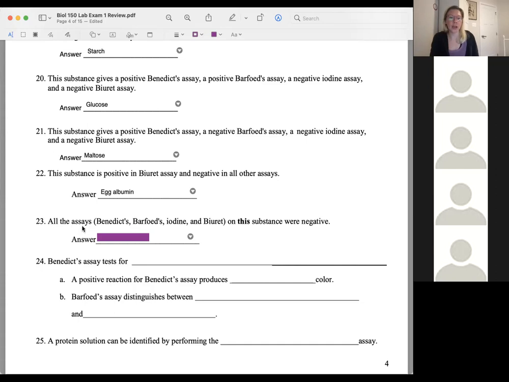And then what if all of the assays were negative? If we performed every single one of these assays in this lab and we got no positive result, what would that suggest? Sucrose. Yeah, it would probably be sucrose or some kind of non-reducing disaccharide, because we don't have a test to identify that specifically. So it's just a process of elimination. If it's not reacting with anything, then it's either plain water or a non-reducing disaccharide like sucrose.